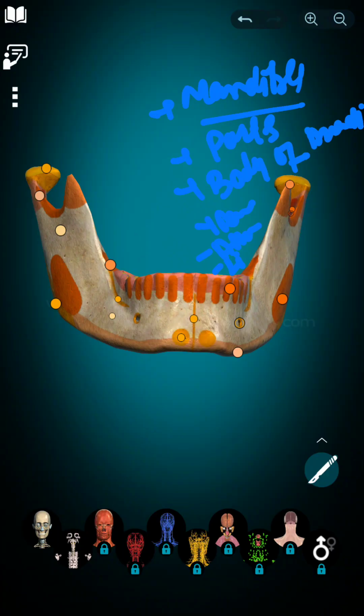Okay, and the nerve related to the mandible, the mandibular nerve, you should also know about that, right? So in the next lecture we are going to cover that.